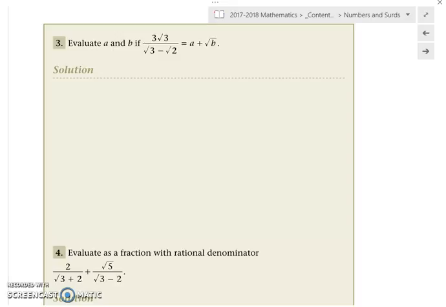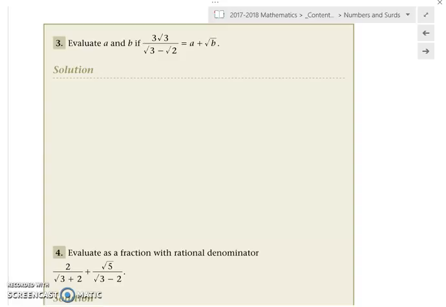What are we going to do? Evaluate. How do we evaluate it? A would be 3 and B would be 2. Well, we don't know yet. All right, so we need to evaluate it. What do we do? What have we been doing?